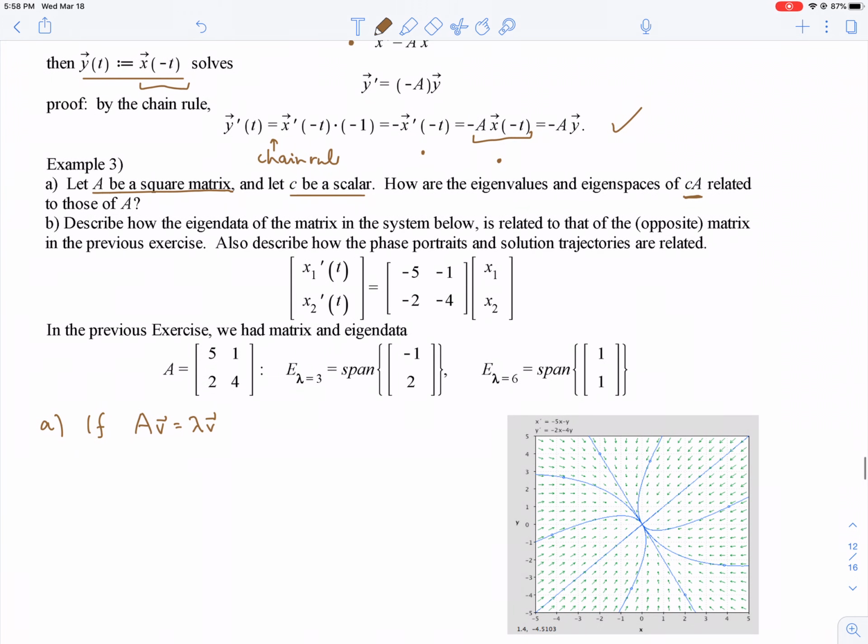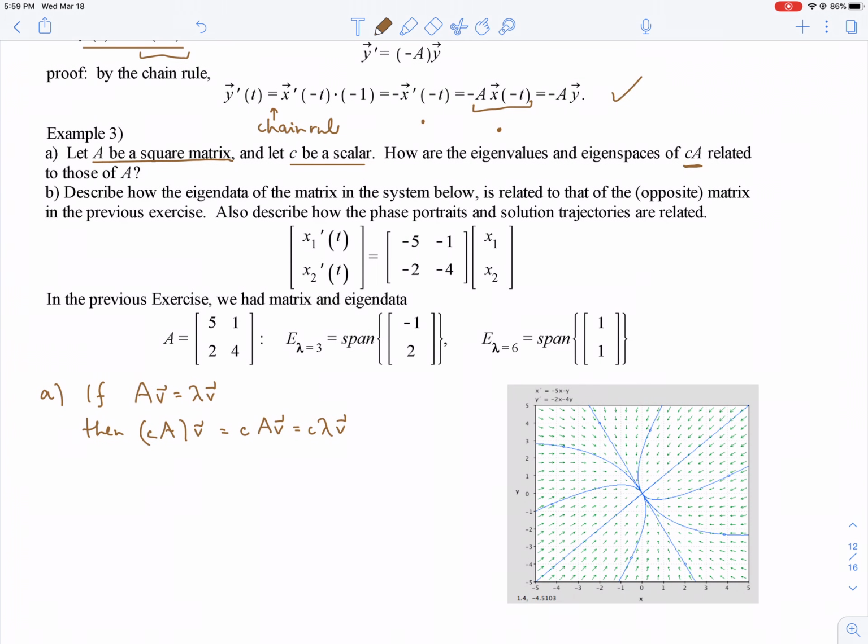Then let's compute the matrix CA times V. Well, by matrix properties, that's just C times AV, which is C times lambda V. And so what we see is that CA times V is not lambda V, it's C lambda times V.